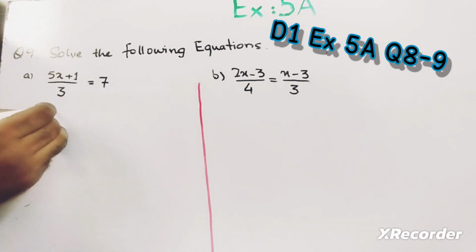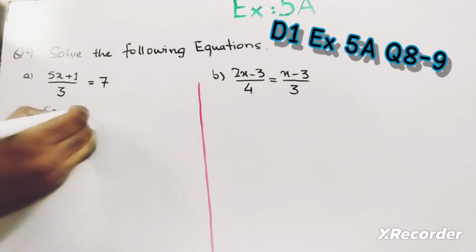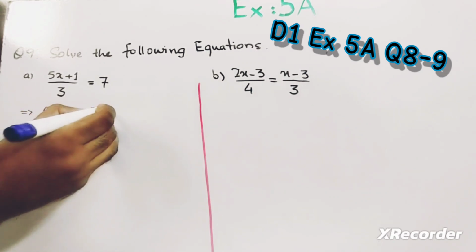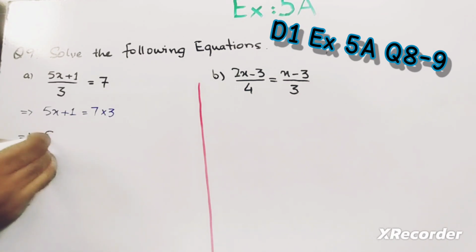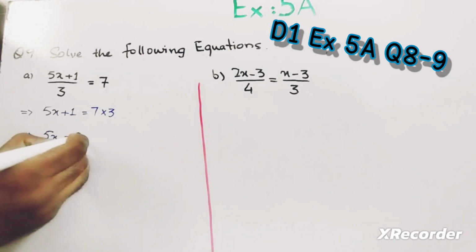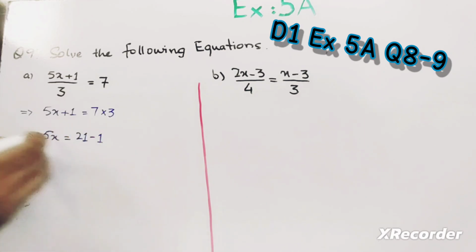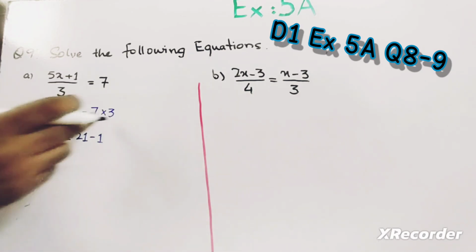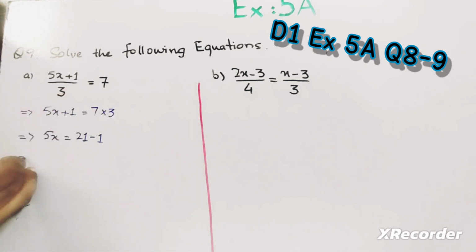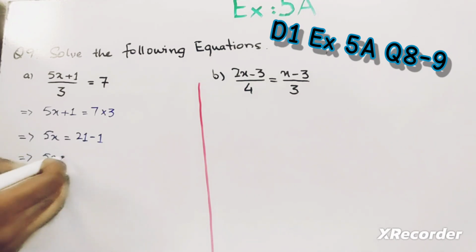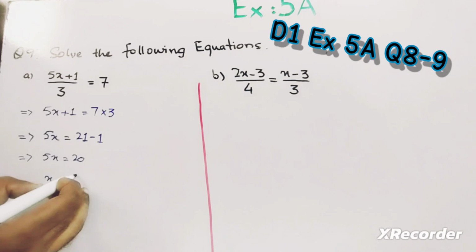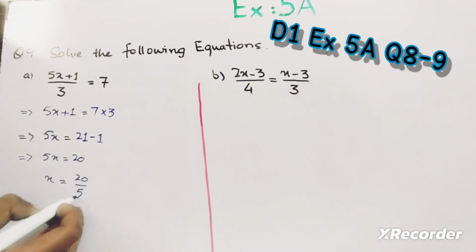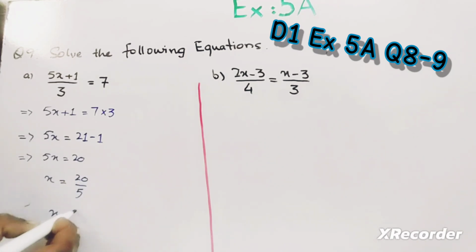5x plus 1 will become 7 multiplied with 3, that is 21. So 5x is equal to 21 less 1, as we move 1 from this side to this side. Now 5x will become 20 and our x will become 20 upon 5, that is 4. So we get x is equal to 4, and that is our required answer.